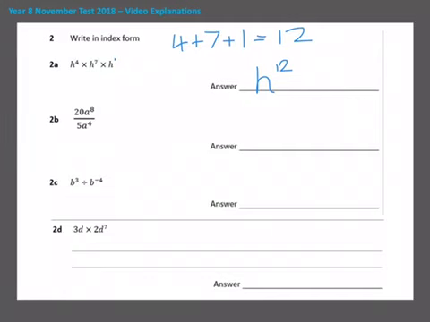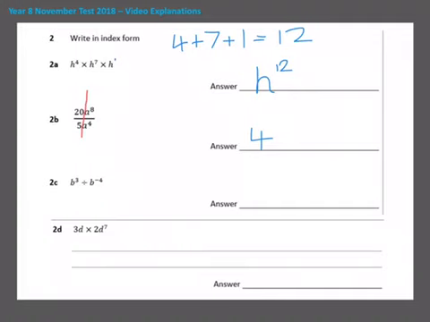Now in 2b we have a fraction, and the easiest way to consider it is just by splitting that fraction in half to match up our coefficients, 20 and 8, and also to match up our indices over here. Now 20 over 5, as it always has been, is 4. Okay, 20 divided by 5 gives us 4.